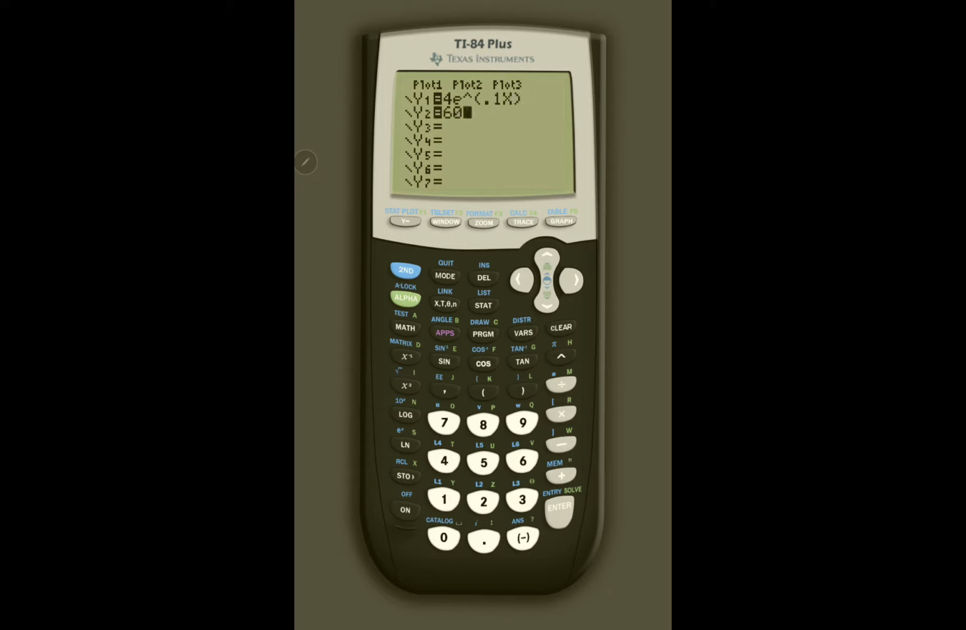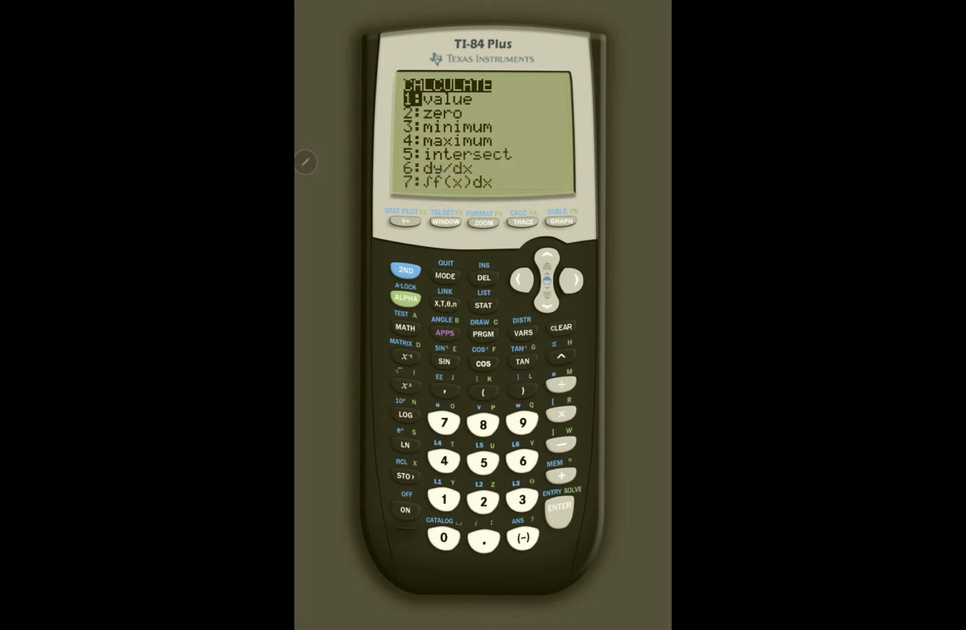Okay, now I haven't changed my window since that first or second video that we did, so right now my y values are going to be way too high, 2,500, too much, right? My highest y value here is 60, right? Y2 equals 60, so I'm going to change my window to be like 70 for my y max. Here's my exponential curve, there's the 60, and there's my point of intersection.